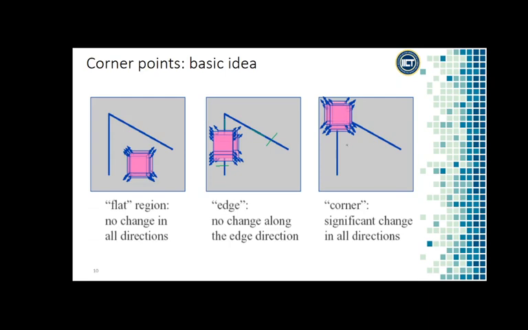This direction, there is a change. Okay. For the corners, the change is in all the directions. So that's what we call a corner, because there is a significant change, there is a significant shift in the gradients in all the directions.